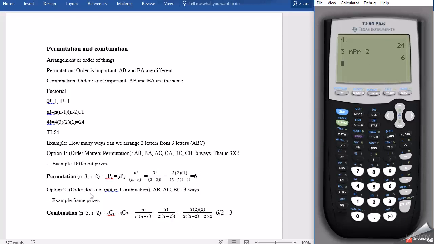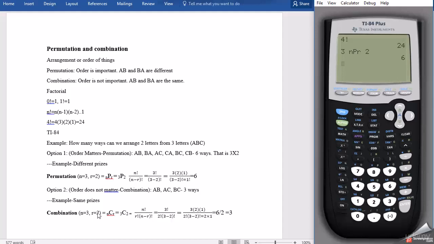The second option is to take that order does not matter, which means we have only 3 options: AB, AC, and BC. That's just 3 ways. Okay, remember again, an example could be giving the same prizes to 2 people out of 3. So it doesn't matter whether it's AB or BA. It's the same thing. So combination is done the same way.